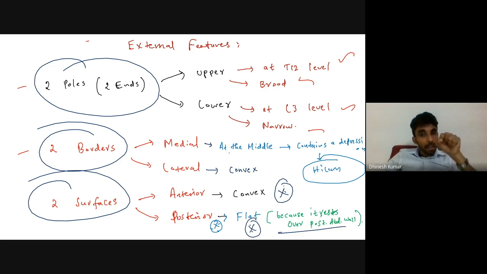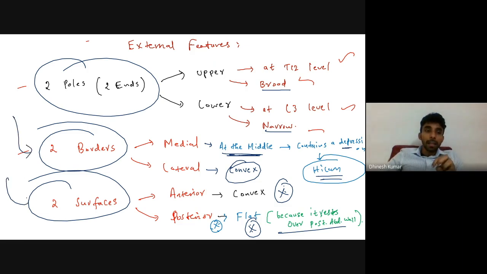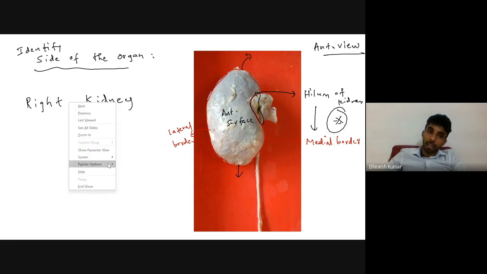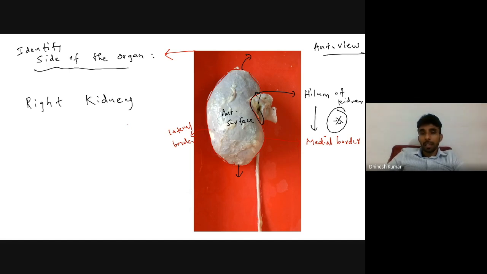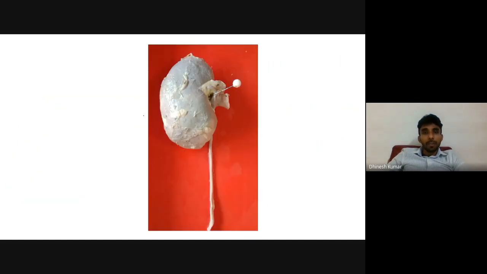At the middle of the medial border, we have a depression called the hilum of the kidney. The lateral border is convex. Usually the upper pole is broad and the lower pole is narrow, but it is not constant. By looking at the borders and the surfaces, you can easily determine the side of the kidney. Now I hope you know how to identify the side of the kidney, right? Now moving to the next question.